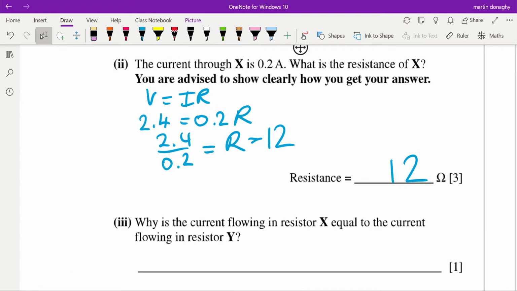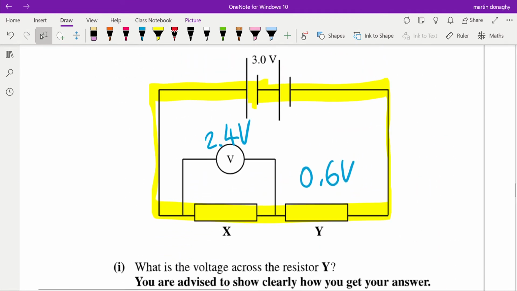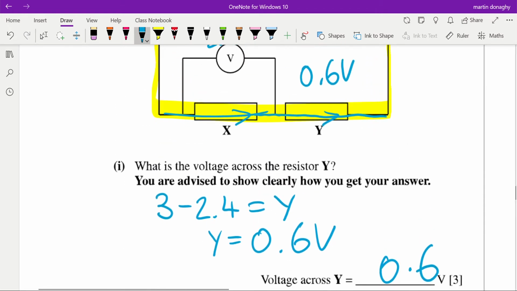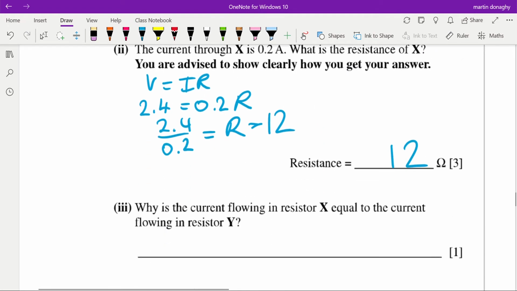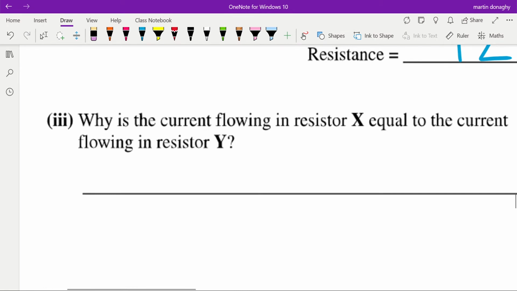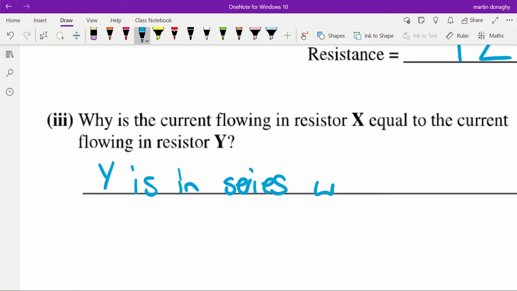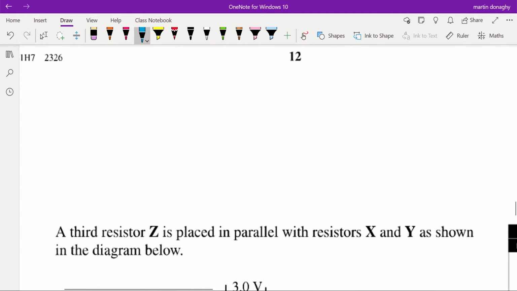Why is the current flowing in resistor X equal to the current flowing in resistor Y? Well, whatever flows through here has nowhere else to go. There are no junctions there. So if 12 cars drive through here, then 12 cars must also drive through there. Really what we're saying is Y is in series with X. There's nowhere else for the current to go. There's no junction. They're one after the other, so whatever flows through X must flow through Y.